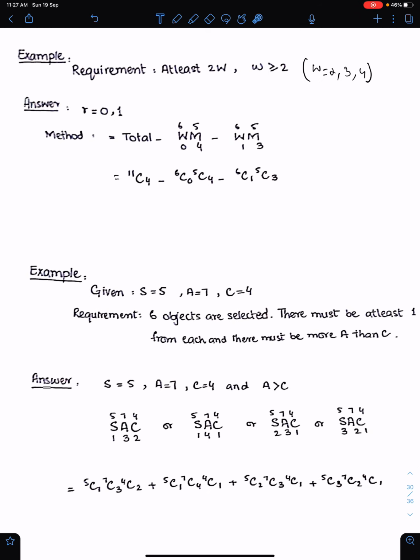Next, requirement: at least two women. Same question, we need at least two women. So we can have two women, three women, or four women. And these numbers are not in the requirement.